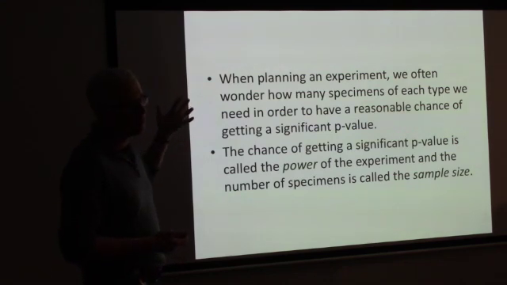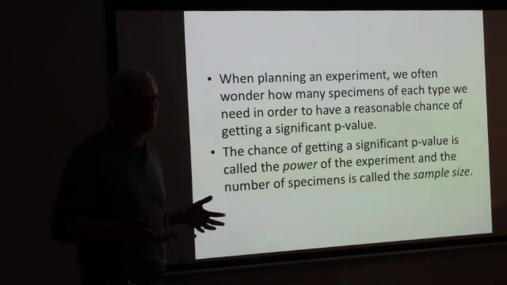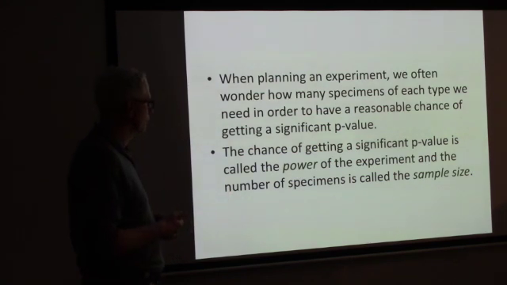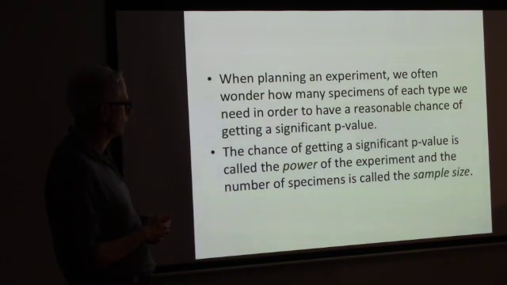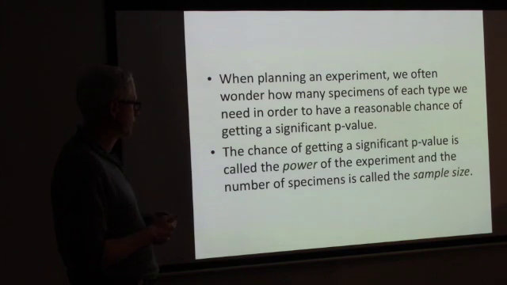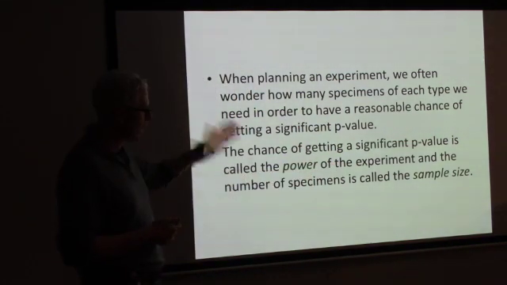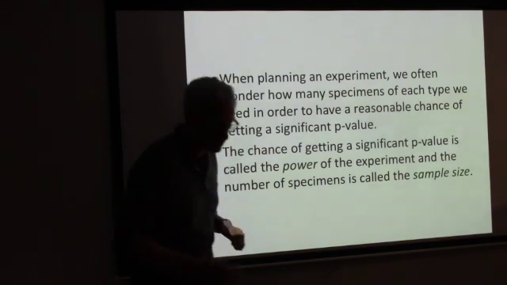But you have to show that you have reason to believe that you have some chance of having a positive result. So you need to do what's called a sample size calculation or a power calculation. The chance of getting a significant p-value is called the power of the experiment, and the number of specimens is called the sample size.